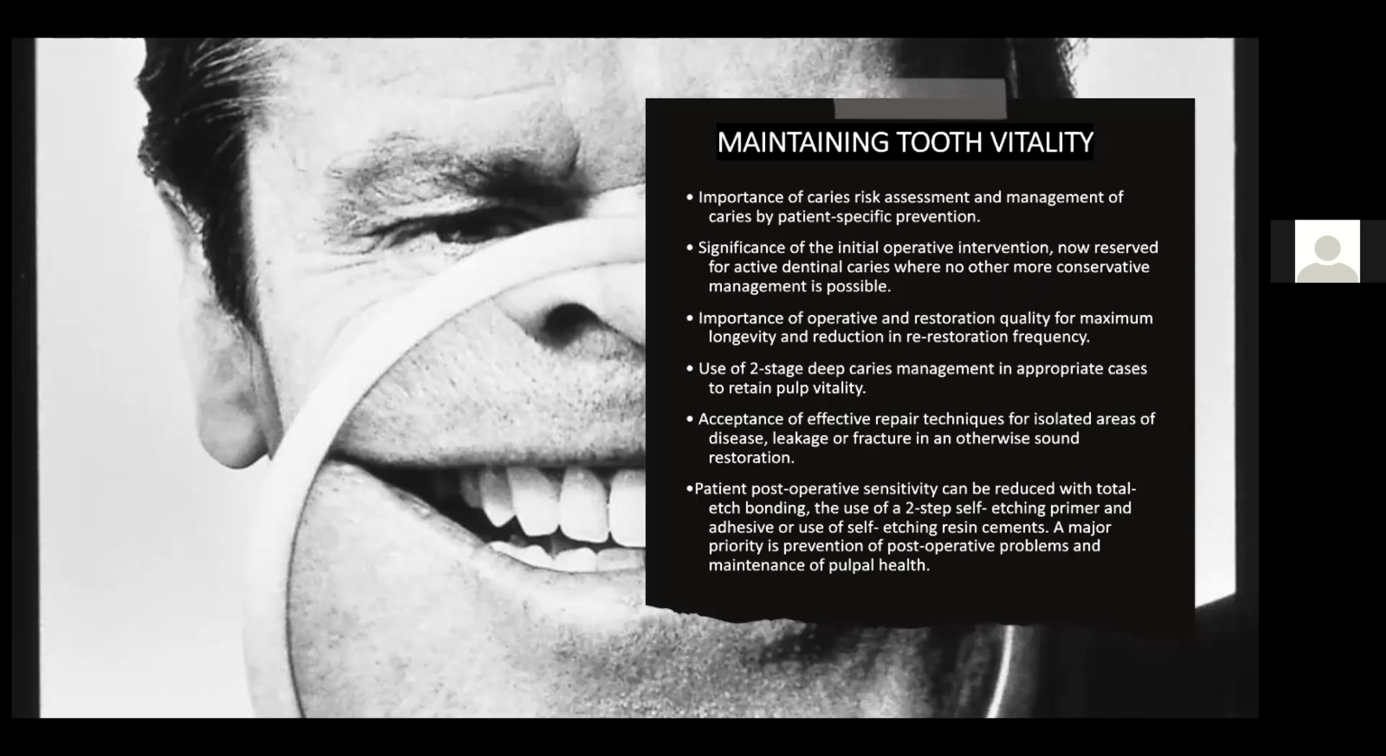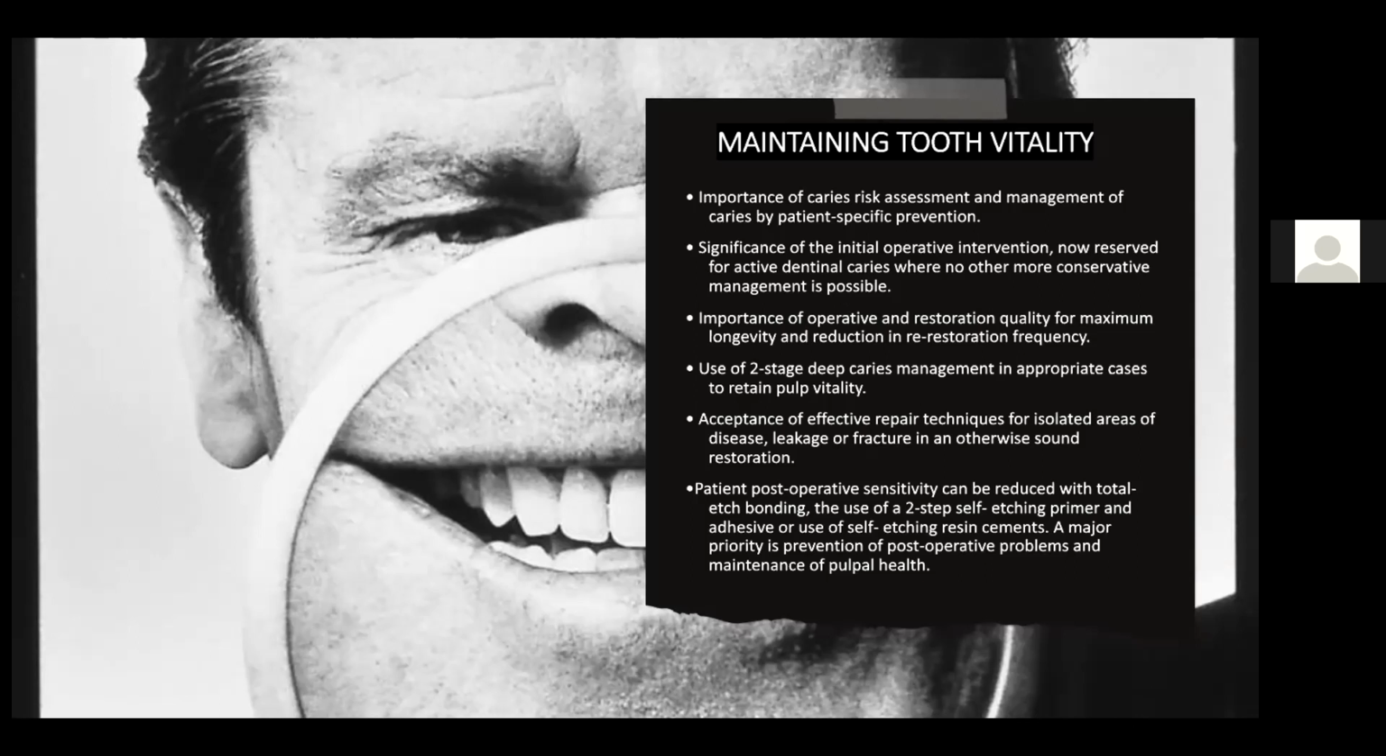So the first thing we need to know, if the caries are active, then we restore them. If there are more conservative approaches we can take, then we'll go with that approach, because we can keep the tooth vital this way. So initial operative intervention has to be a part of the treatment plan, which is now reserved for active dental caries only. Importance of operative and restorative quality for maximum longevity and reduction in re-restoration frequency.